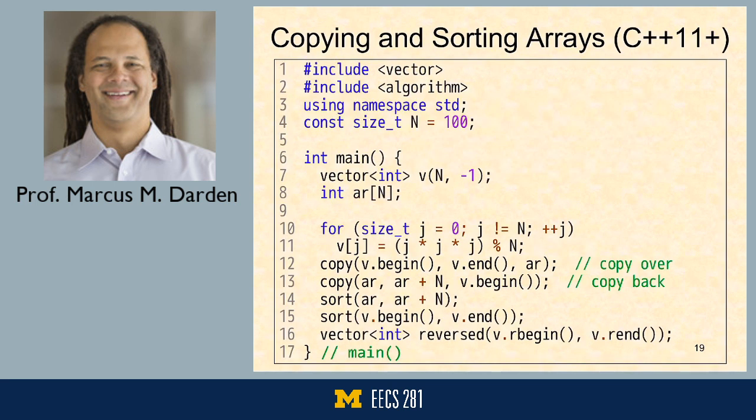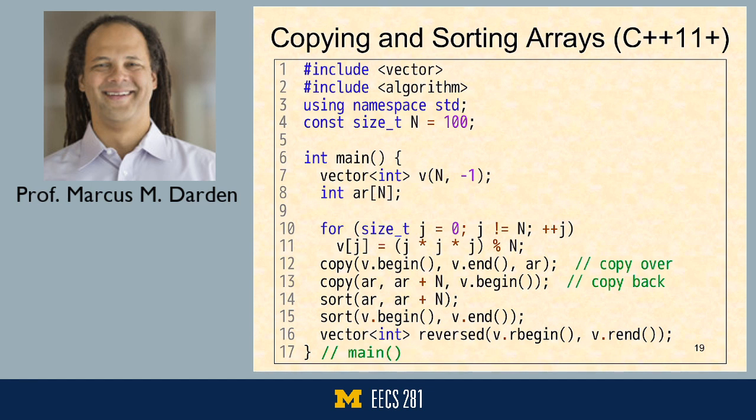Copying and sorting arrays. This is just an example slide here to look at how some STL stuff does. So we've included vector, we've included algorithm, and thrown all of their junk in there with using namespace std. So that's great. We have no worry about finding things. You can see I don't have to put std::vector or std::copy or std::sort. I've just got those things. So what this piece of code does is it declares a vector here of size 100, fills it with a bunch of negative ones, and it also declares a C-style array of size 100, both of them holding integers. So I'm going to be playing around with those things just a little bit.